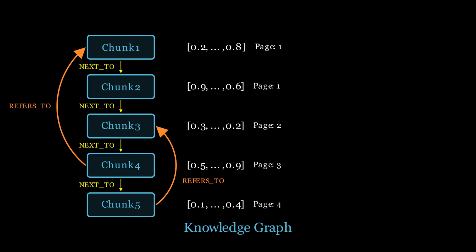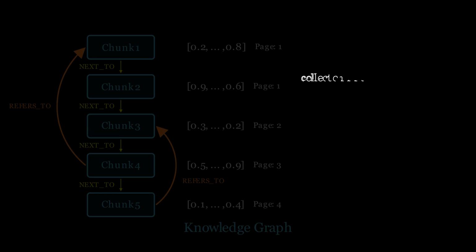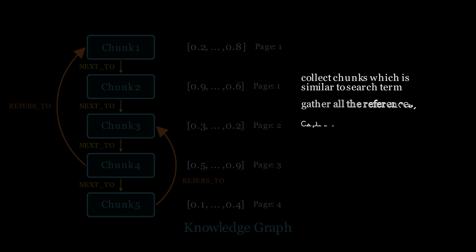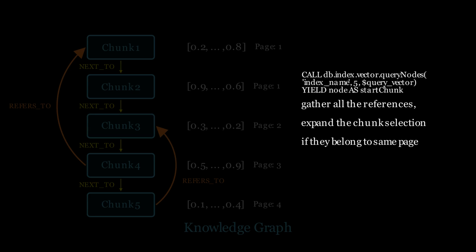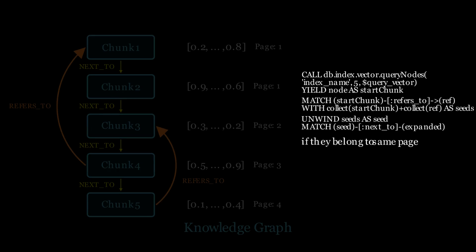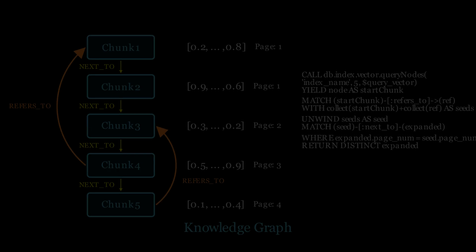For example, let's say our RAG business logic is we want to collect chunks which are similar to a given query, and we need to collect all the references the chunk points to and expand node context to adjacent nodes while checking if they are within the same page. Each part of our query can be translated to its corresponding Cypher query, and we can execute all our retrieval logic in a single go. Let's walk through what the Cypher query does.